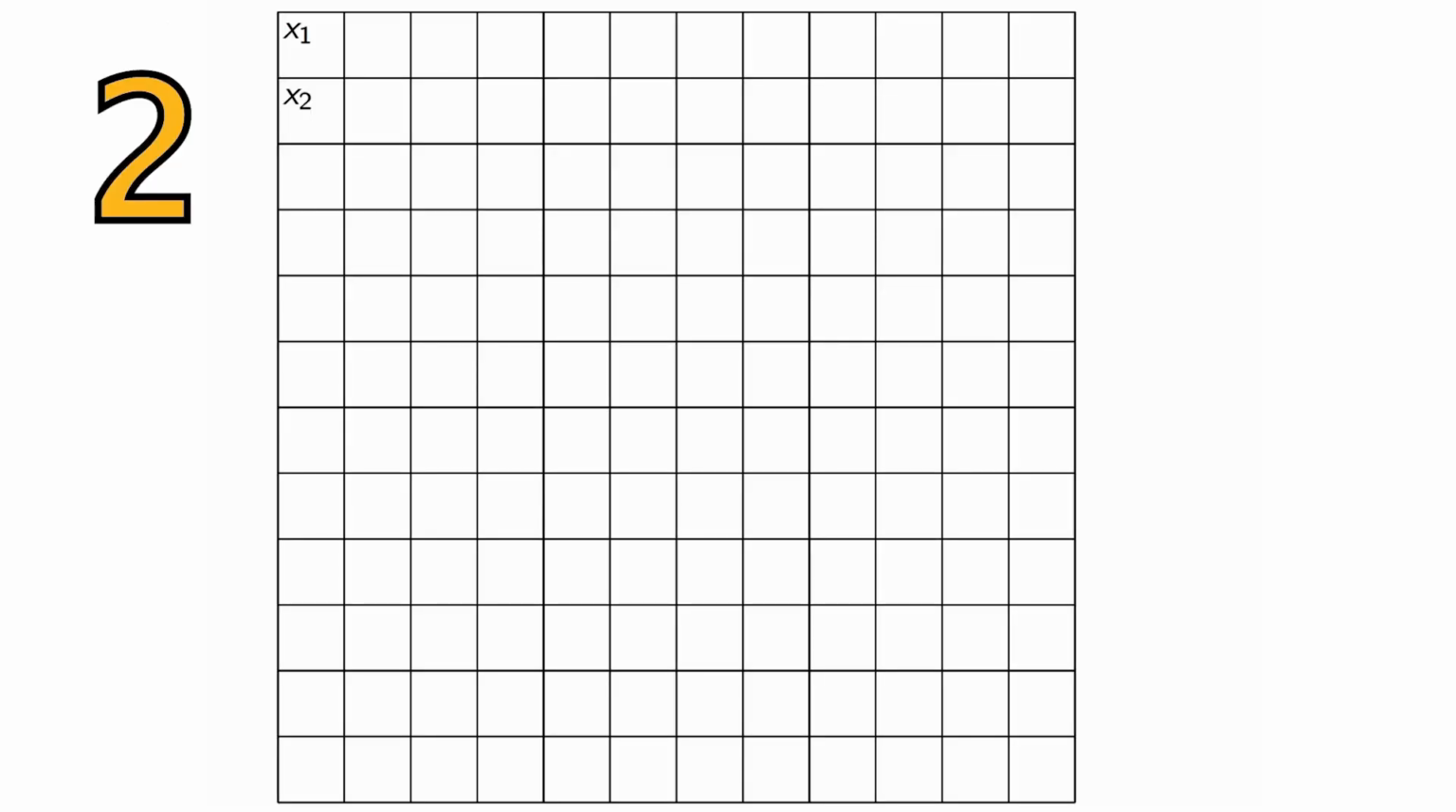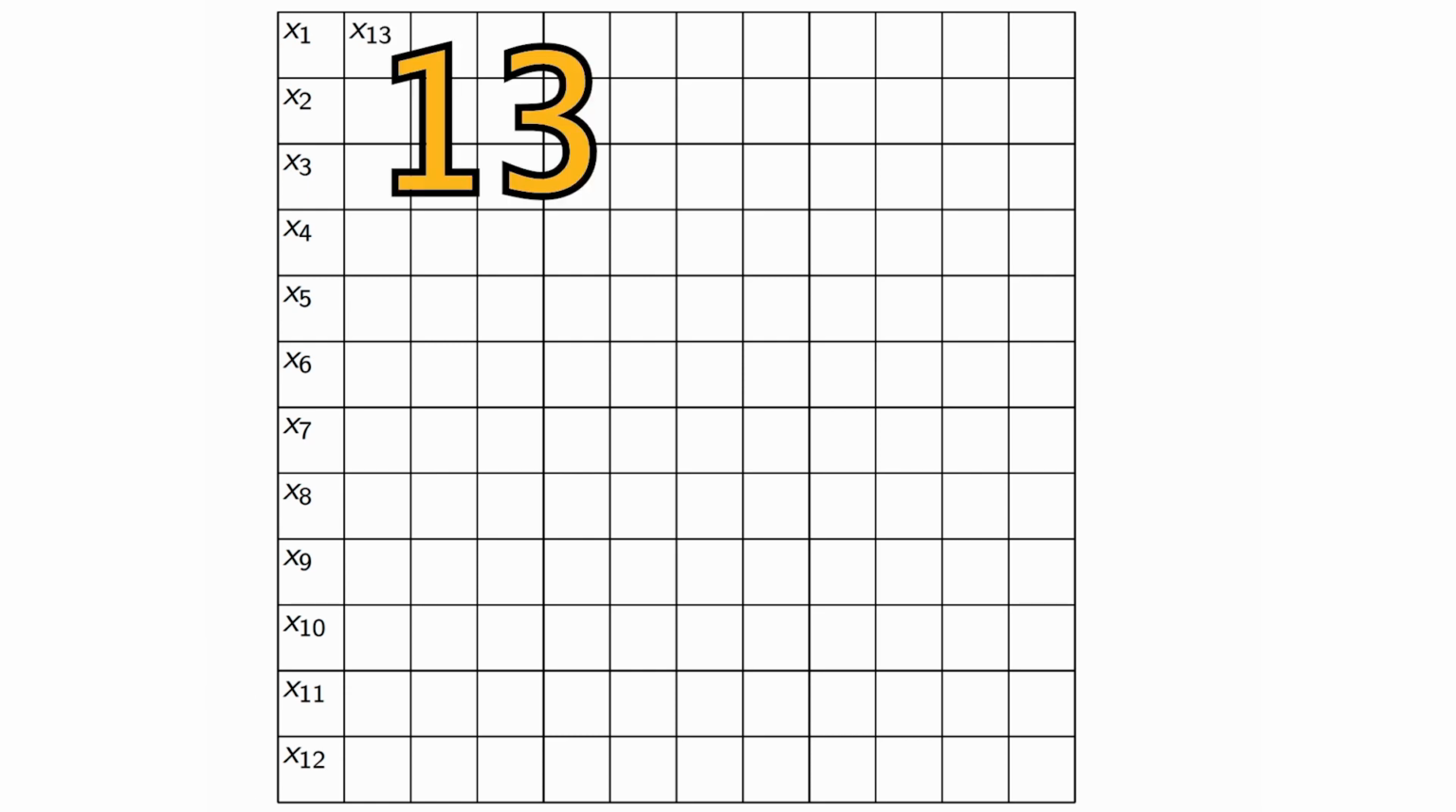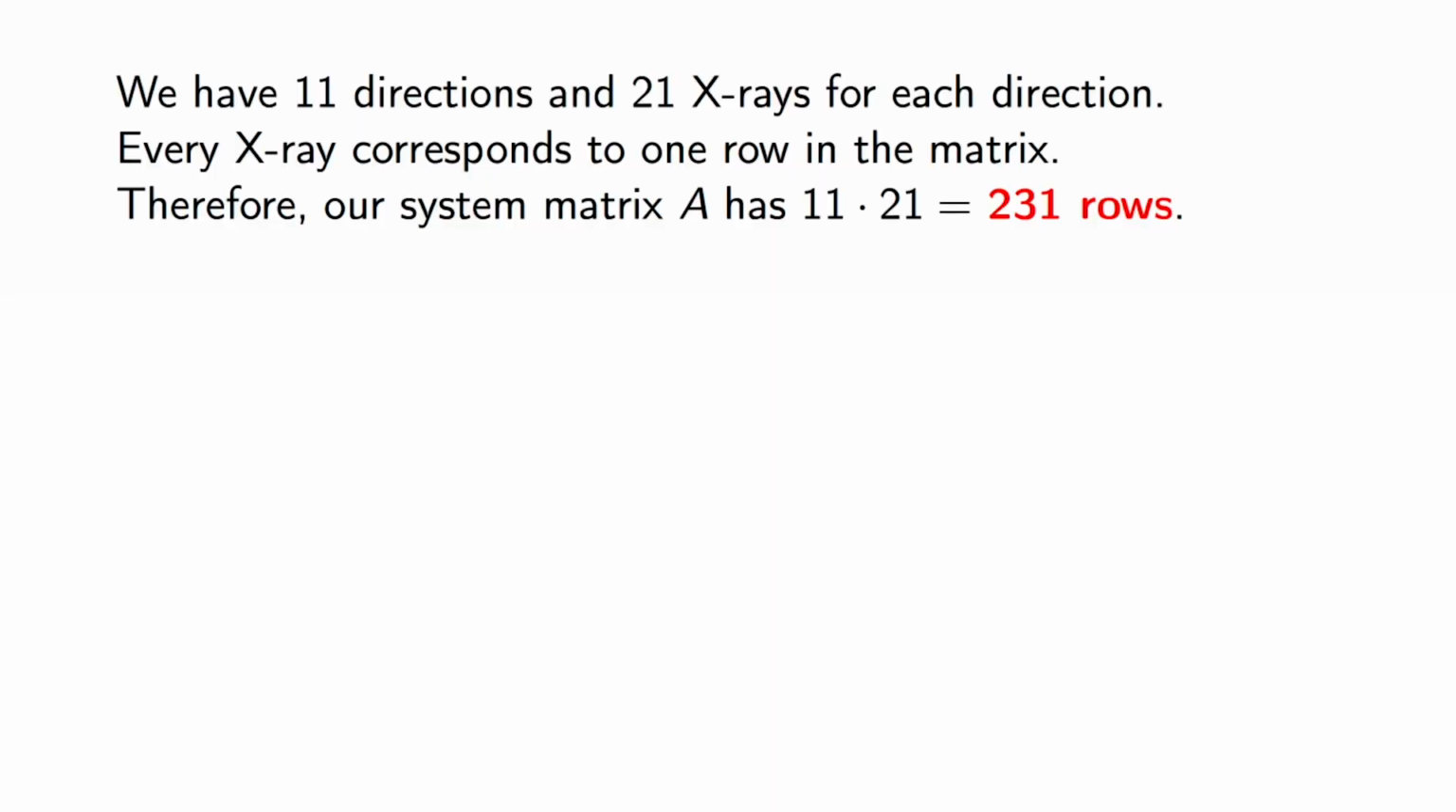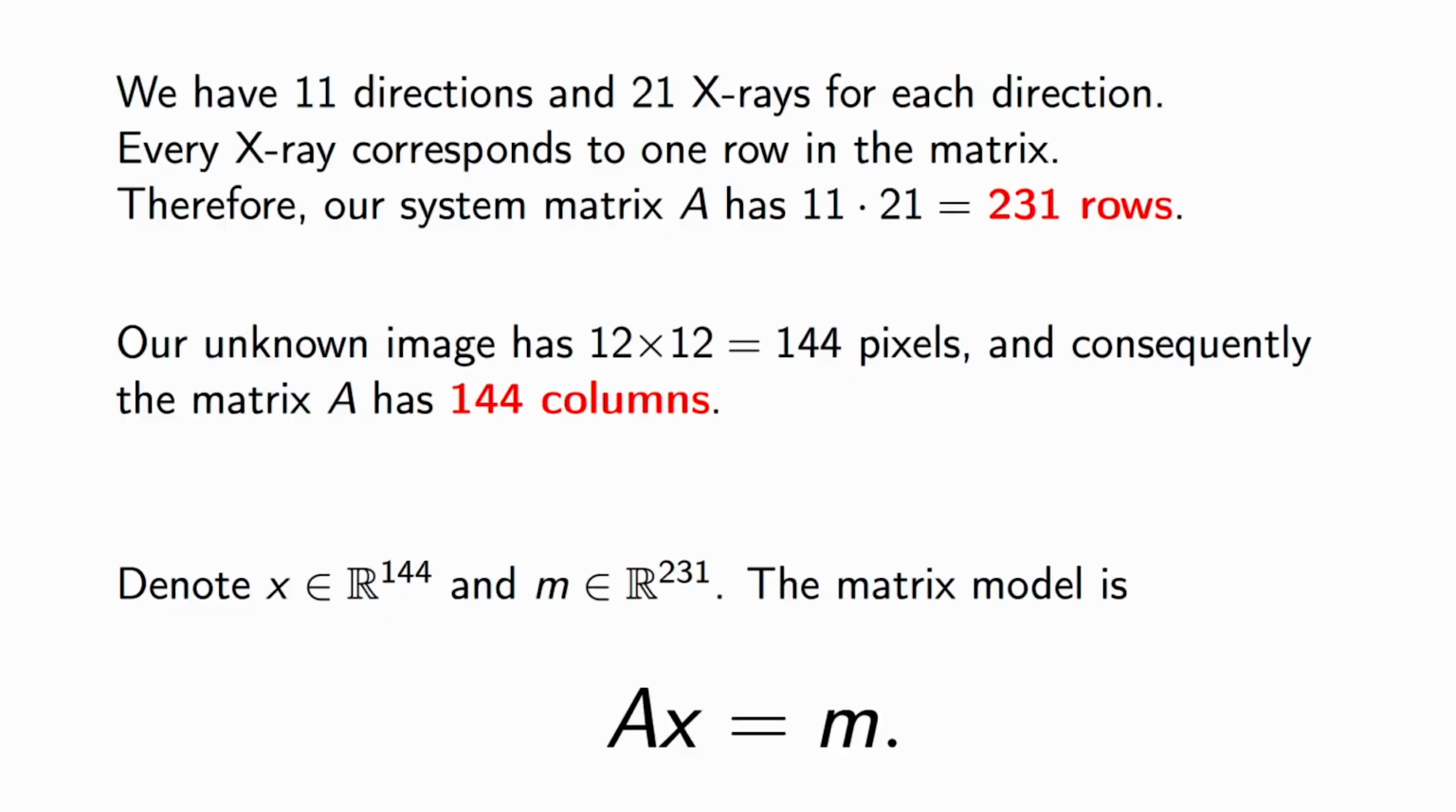We now build a system matrix for our 12 by 12 pixel tomography model. The first step is to number the unknown X-ray attenuation values inside our 144 pixels. We follow Matlab's convention of column-wise numbering, like this. We have 11 directions and 21 X-rays for each of the directions. Every X-ray corresponds to one row in the matrix. Therefore, our system matrix A has 11 times 21 equals 231 rows. Our unknown image has 144 pixels, so the matrix A has 144 columns. The matrix model now is AX equals M, where X belongs to R144 and M is a vector in R231.